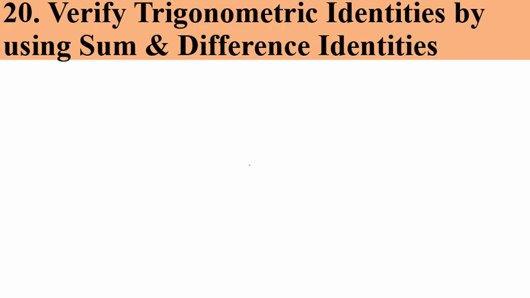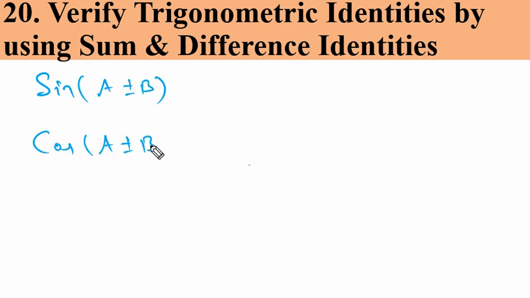Hi everyone, this is topic number 20, verify trigonometric identities by using sum and difference identities. So what are the sum and difference identities? That is sine A plus minus B, cos A plus minus B, and tan A plus minus B. So what are the formulas for this?